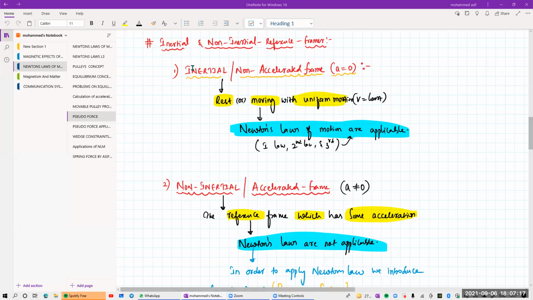So in inertial and non-inertial reference frames, the first one is the inertial, also known as the non-accelerating frame. Inertial frame means the body is at rest or moving with uniform velocity, so velocity is constant. You know that differentiation of velocity will give acceleration. The velocity is constant, so acceleration will be zero. a = dv/dt.